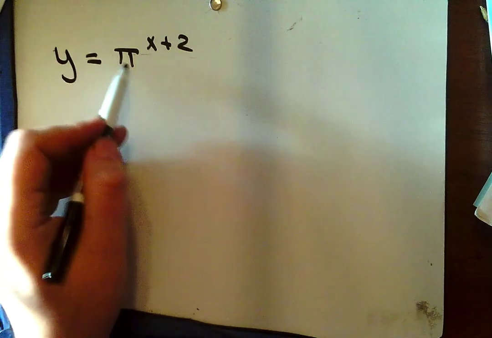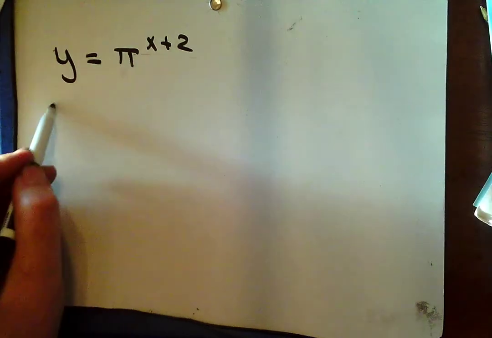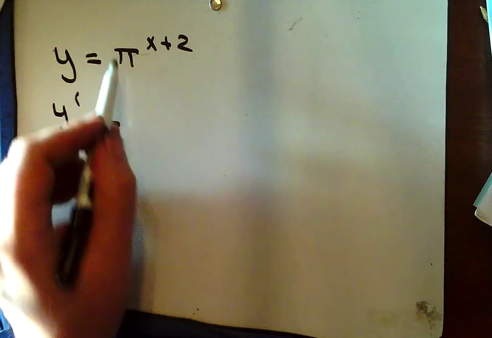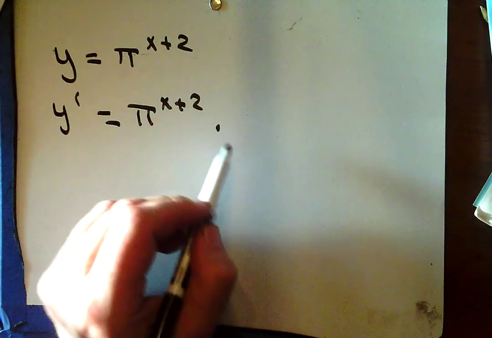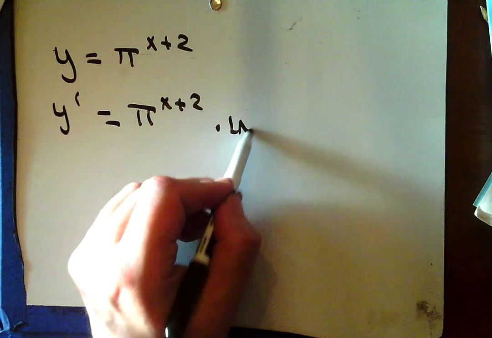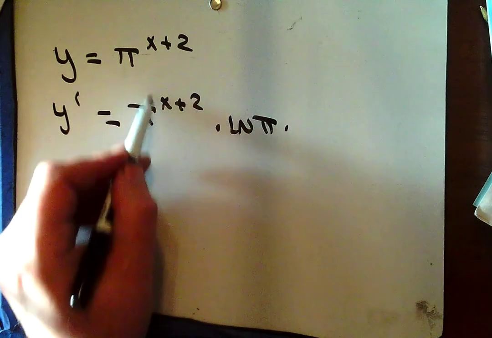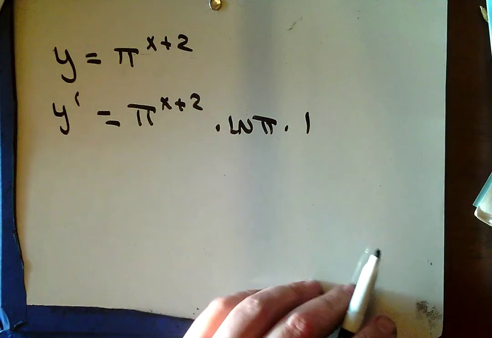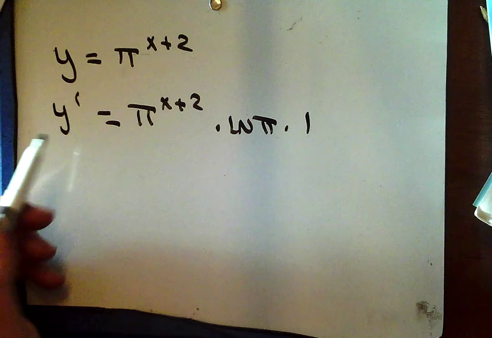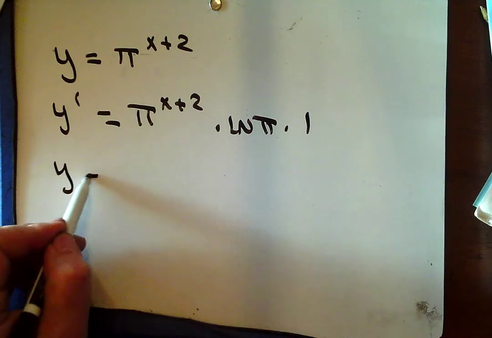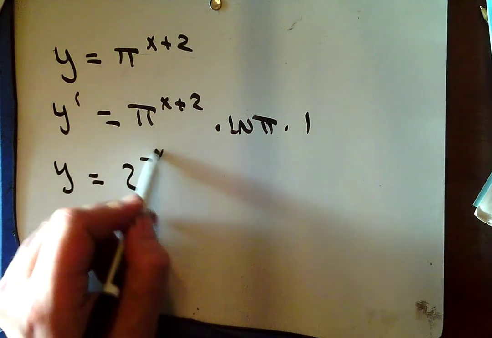Okay, so look, a number raised to a power. So this is y equals an exponential's derivative is itself times ln of the base times the derivative of the inside function. Yeah, I really want you to get that comfortable with this stuff. How about y equals 2 to the negative x?